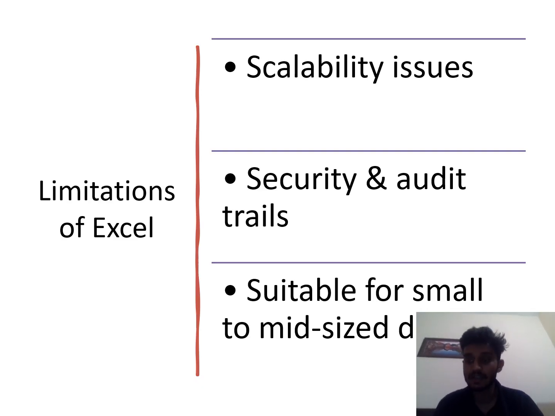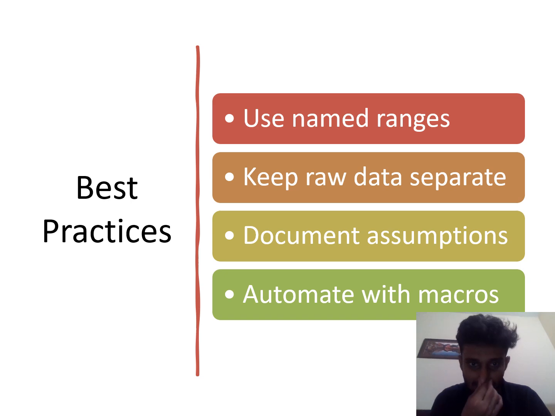Now we discuss slide number 19. Slide number 19 is related to best practices. There are four important points. First point is use named ranges. Second point is keep raw data separate. Third point is document assumptions. And fourth point is automate with macros. Now discuss all the points in detail.